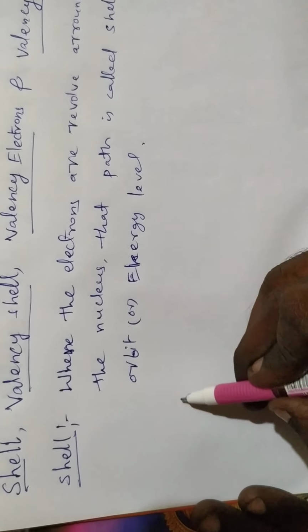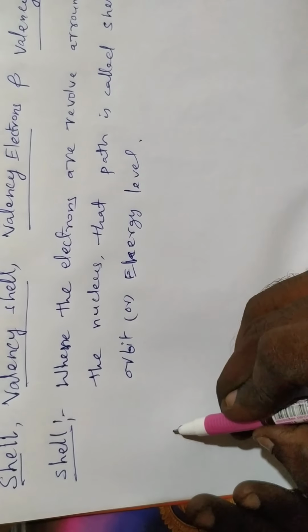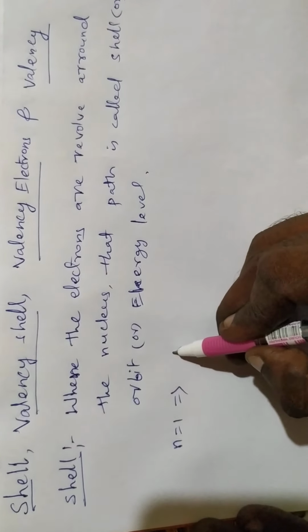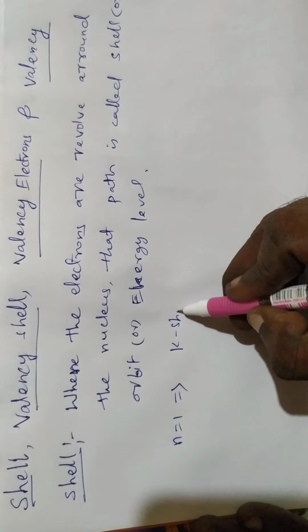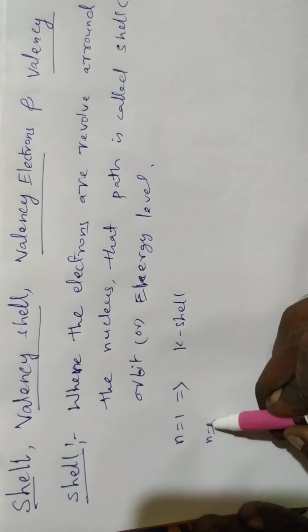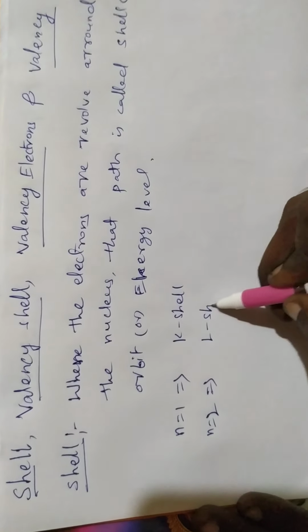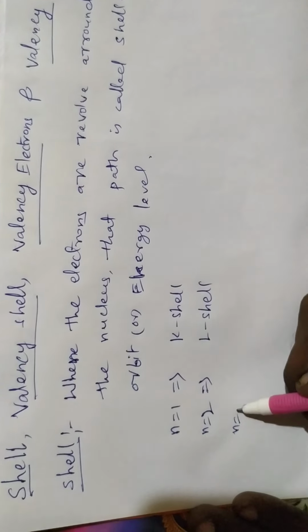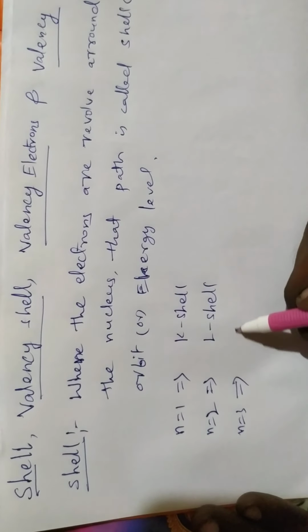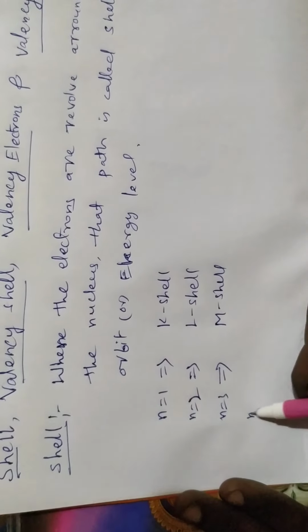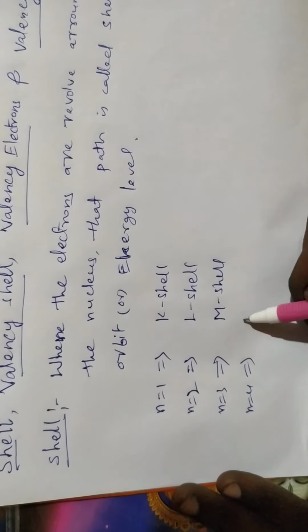Example: n is equal to 1 is the K shell, n is equal to 2 is the L shell, n is equal to 3 is the M shell, n is equal to 4 is the N shell.